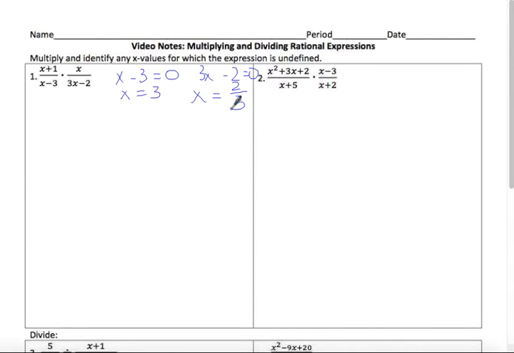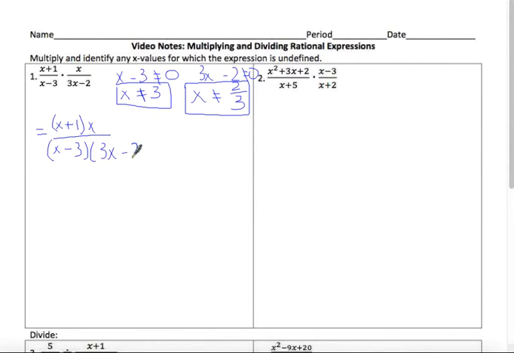Right? And really, these are both inequalities, or not equal signs. So for this expression, we're not allowed to have x values of 3, and we're not allowed to have x values of 2/3. All right, now that that's out of the way, let's get down to multiplying these. These are fractions, and to multiply fractions, we just go straight across. So this would come out to x plus 1 times x divided by x minus 3 times 3x minus 2.